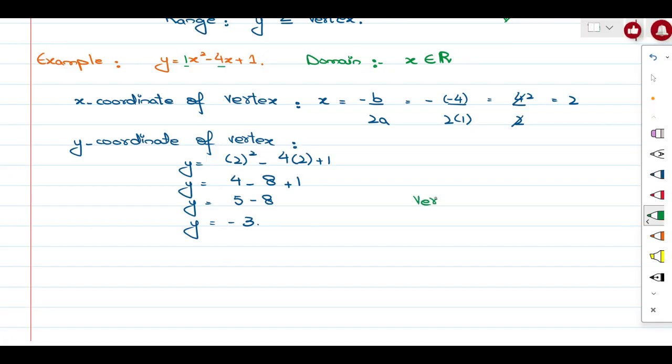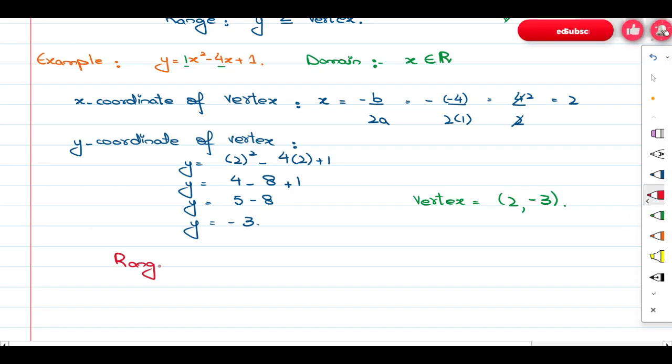Now we can write the vertex of this quadratic equation: the x coordinate is 2, the y coordinate is negative 3, right? Now to write down the range, we need to look at the a value, the coefficient of x squared. Since a is equal to 1, this implies a is greater than 0.